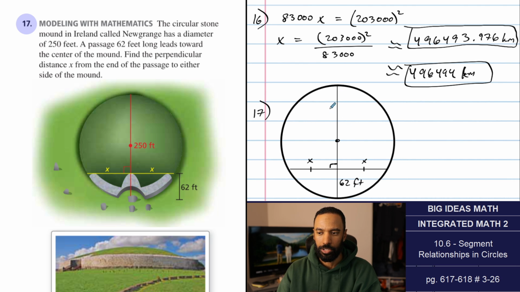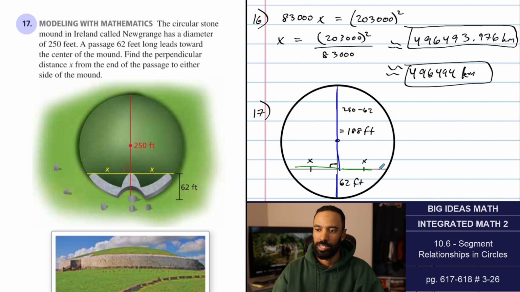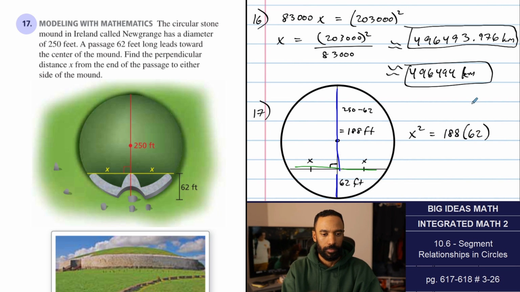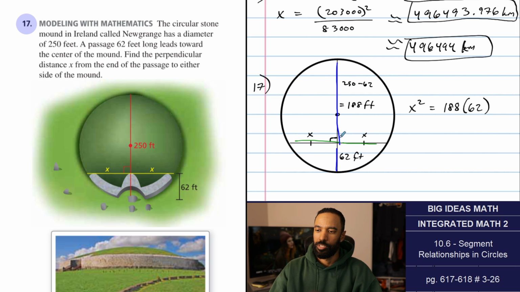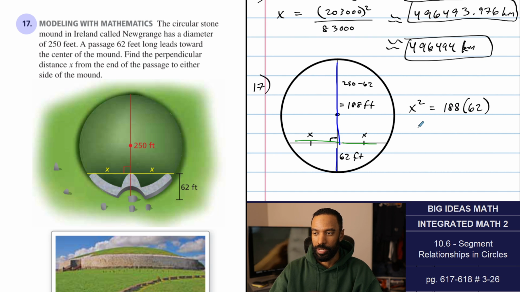Now, the whole thing here is 250. So 250 minus 62 equals 188 feet. That part matters when it comes to solving for x. We are going to do this times this equals this times this. So x times x, or x squared, equals 188 times 62. That's our setup, and we'll solve for x. Doesn't matter if it was perpendicular or not, by the way. That just makes both these x's the same, though, with the diameter.